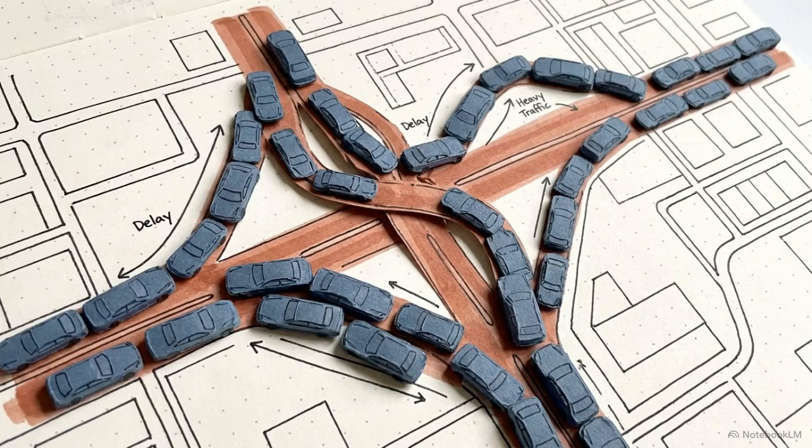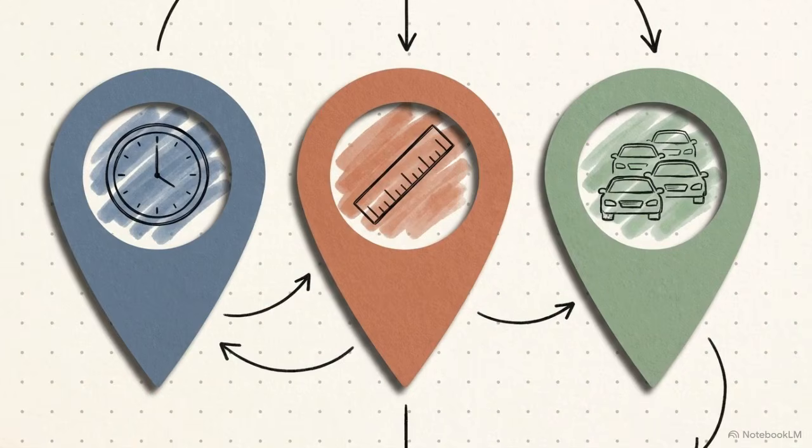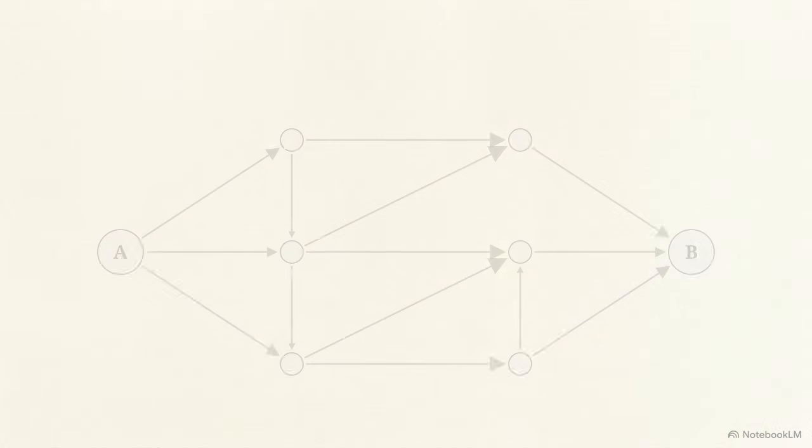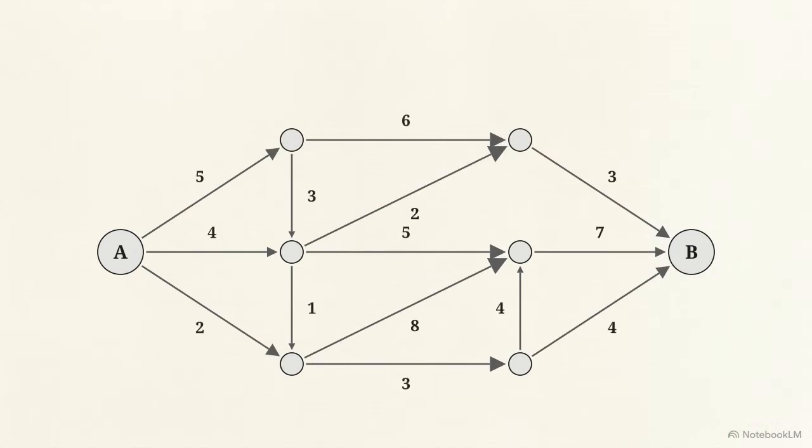But traveling down a real road carries a cost. It takes 10 minutes, or it spans 5 miles, or it has heavy traffic. We represent that cost by assigning numerical values to the edges. Now our map is a weighted graph.